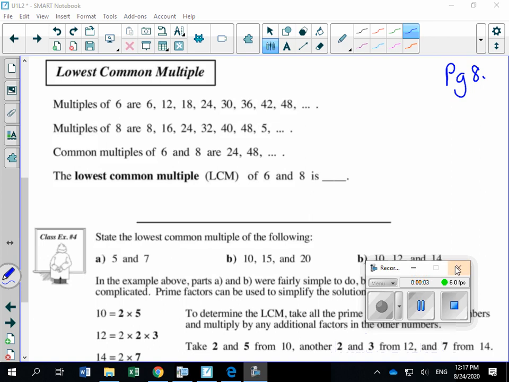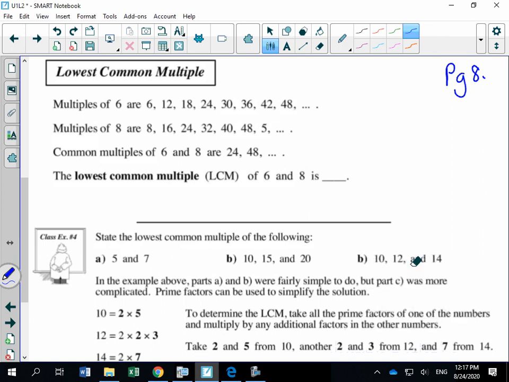Okay, we are now moving on to part 2 of lesson 2. So open up your workbooks to page 8. Part 1 was we did GCF. So we were doing applications of prime factors and GCF. And part 2 is going to be on lowest common multiple.